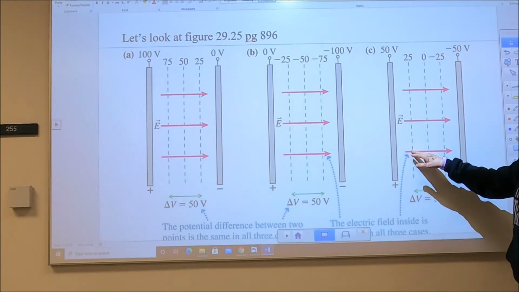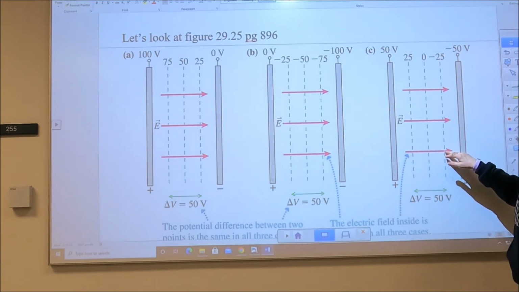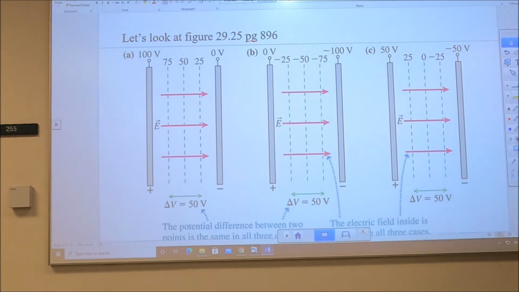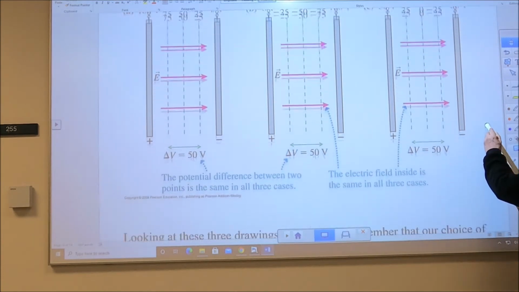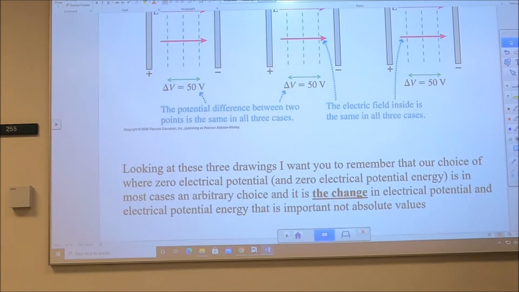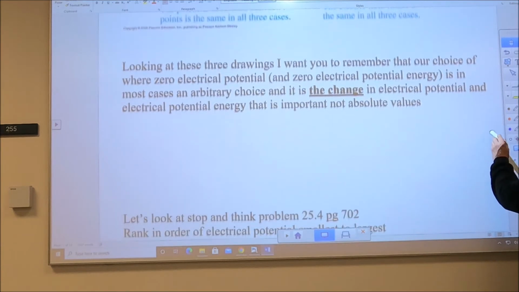And a positive test charge would move in this direction. A negative test charge would want to move in the other if it's released from rest. It doesn't matter. The electric field inside all of these capacitors is the same, no matter how I label my 0 potential point and what I label as a positive potential point or a negative potential point.